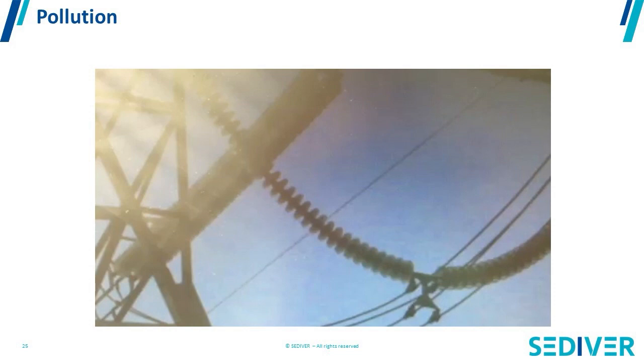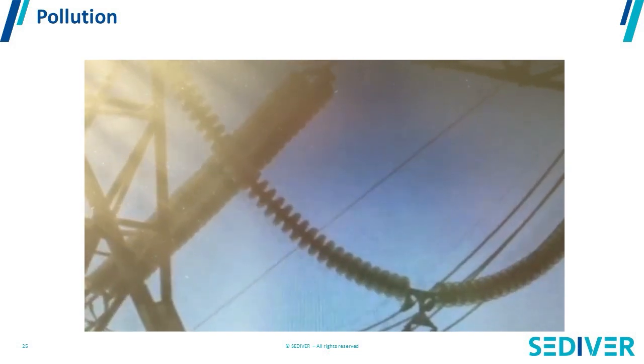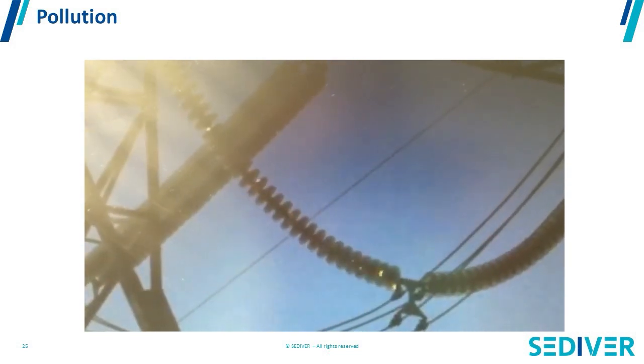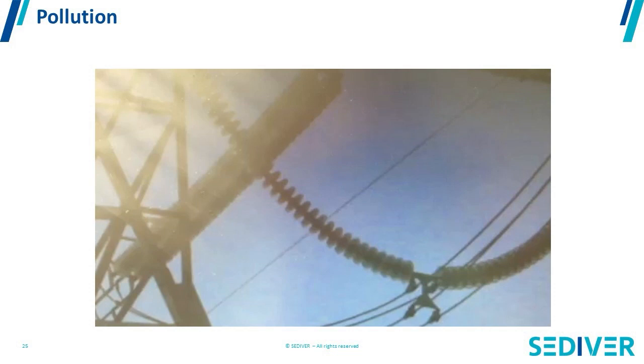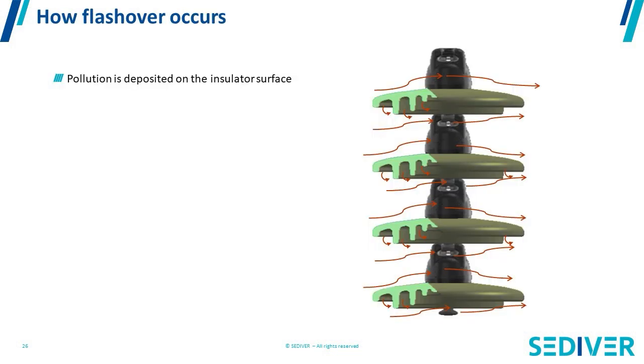And I show you here a small video which was made in Chile by our colleagues from Brazil. You see you have electric activity on the surface of the insulator, and this is the result of surface conductivity resulting from deposits on the surface of the insulator. So what happens when you have pollution? Well, you have electric activity like you saw before, but if this electric activity is strong enough, it will generate a flashover.